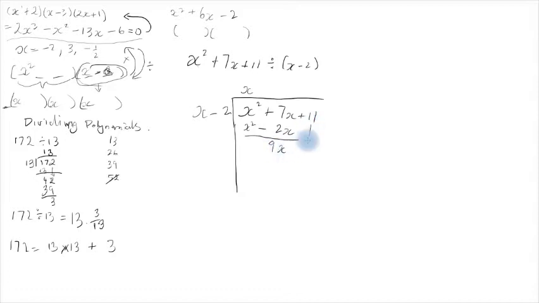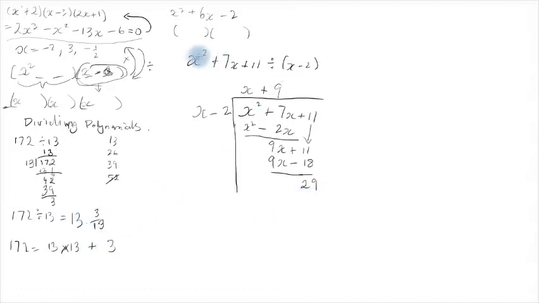And we'll drop down our plus 11. So, how many x minus 2's are there in 9x plus 11? Well, there are going to be 9. Now 9 times x minus 2 is 9x minus 18. Do our subtraction here. 11 take away minus 18 is 29. So there we go, we've got a remainder of 29, and let's write this in our two different ways.